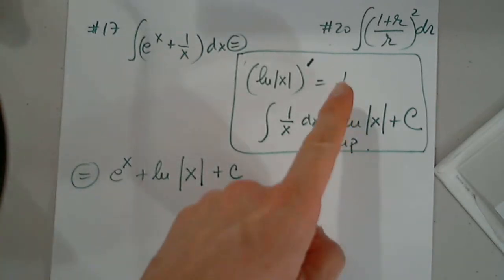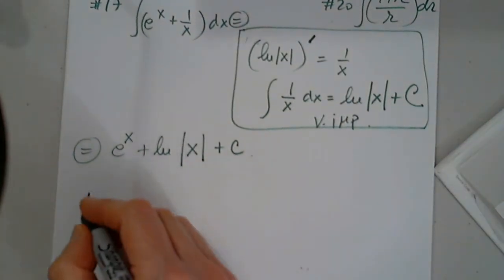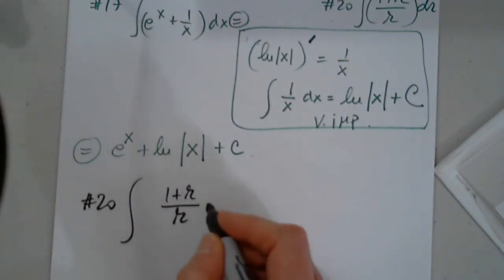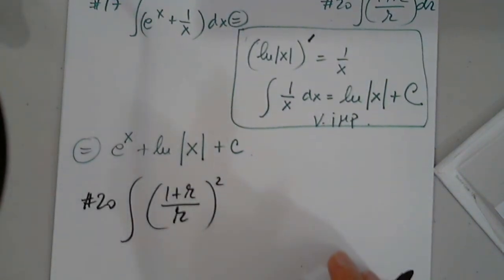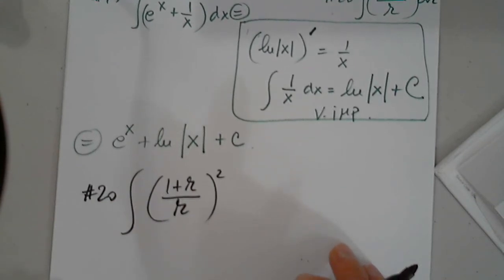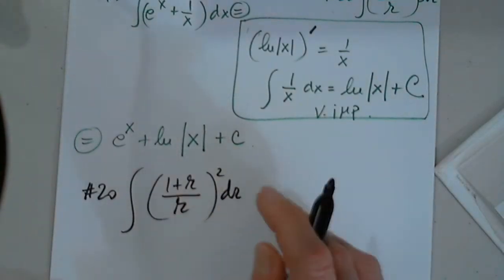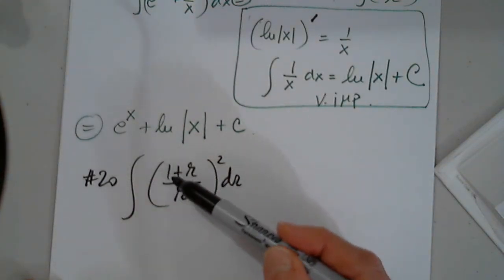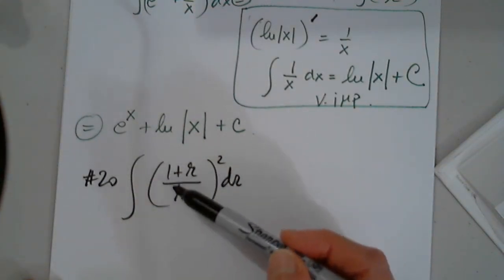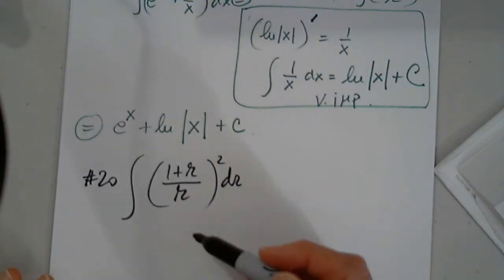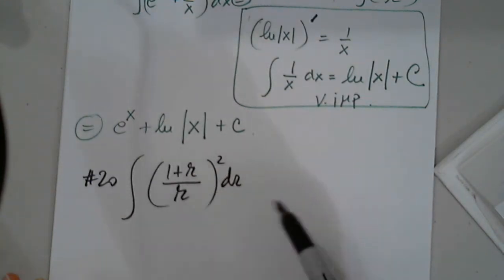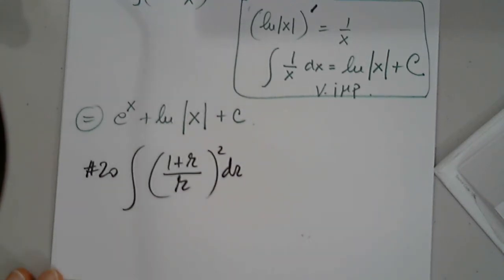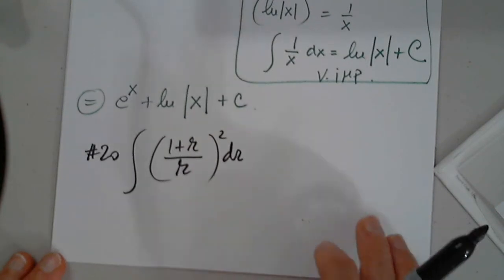Good, so now let's look at 20. The integral of 1 plus r divided by r, everything squared. So of course, I have to simplify this function a little bit. I can write 1 over r plus 1, or I can just square and then separate into 3 fractions. It doesn't matter. One or the other, I have to simplify the function.